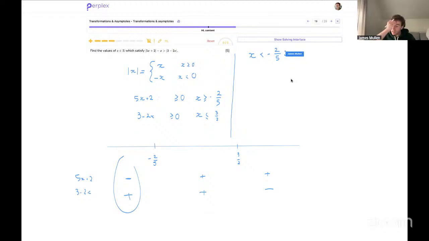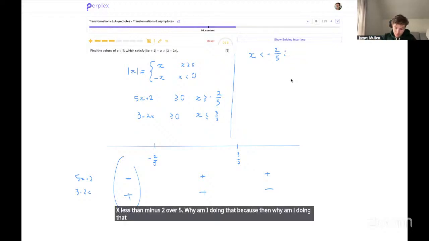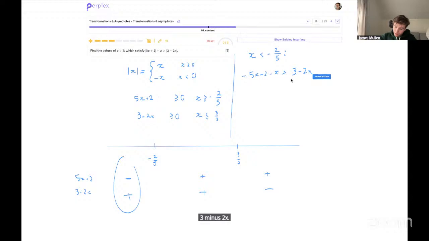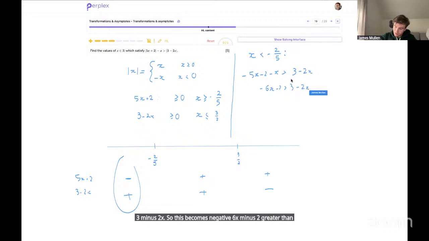Because then I have 5x minus 2 is negative, so the equation becomes negative 5x minus 2 minus x is greater than, and 3 minus 2x is positive, so just 3 minus 2x. So this becomes negative 6x minus 2 greater than 3 minus 2x. All right, I add 2x to both sides. Negative 4x is greater than 5.